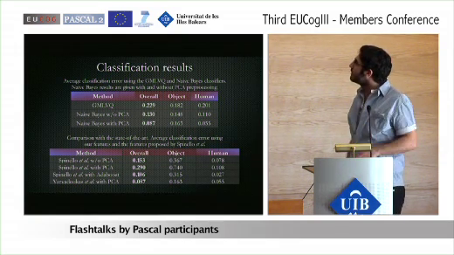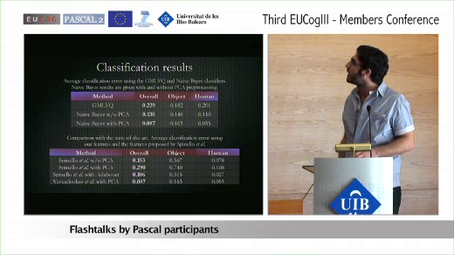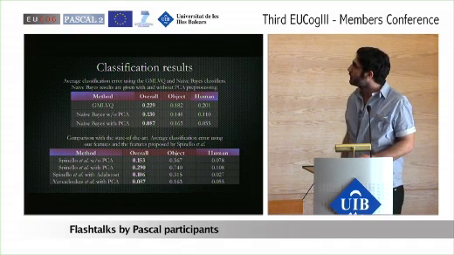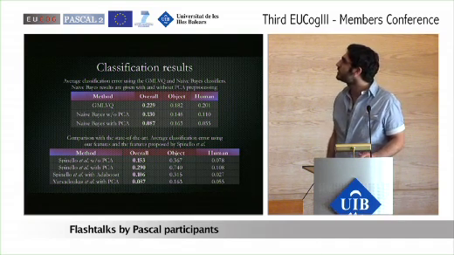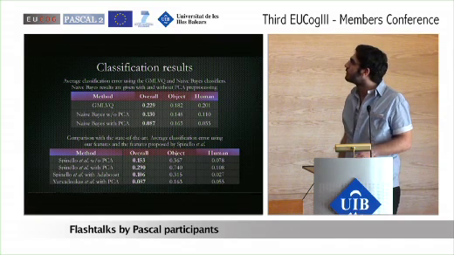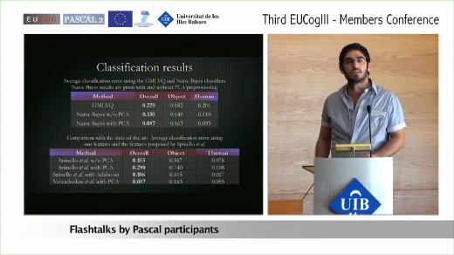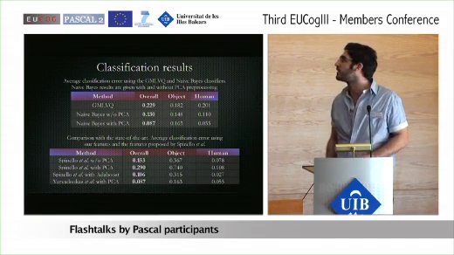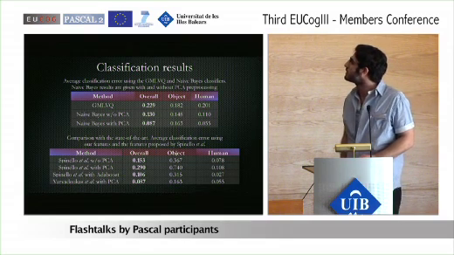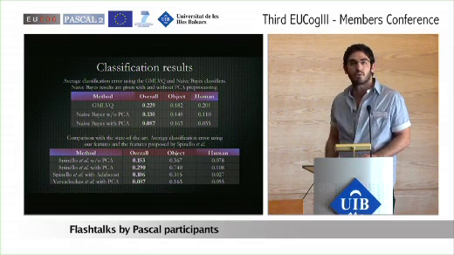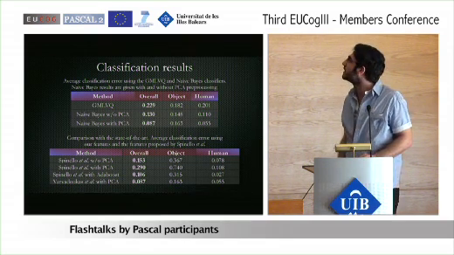And the table below is a comparison with the state of the art, which is work done by Spinello. We tried several combinations of Spinello's features and classifiers. We seem to be on a par with the state-of-the-art result. Next slide, please.